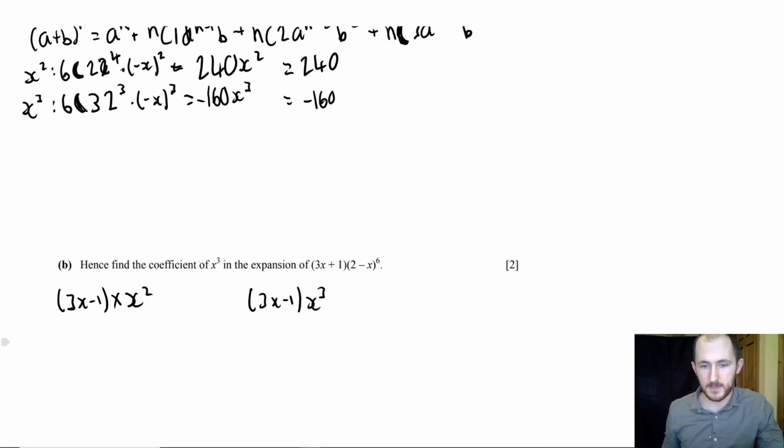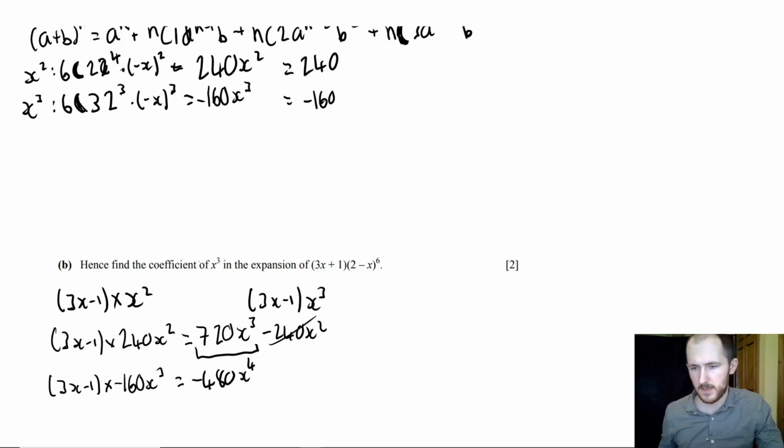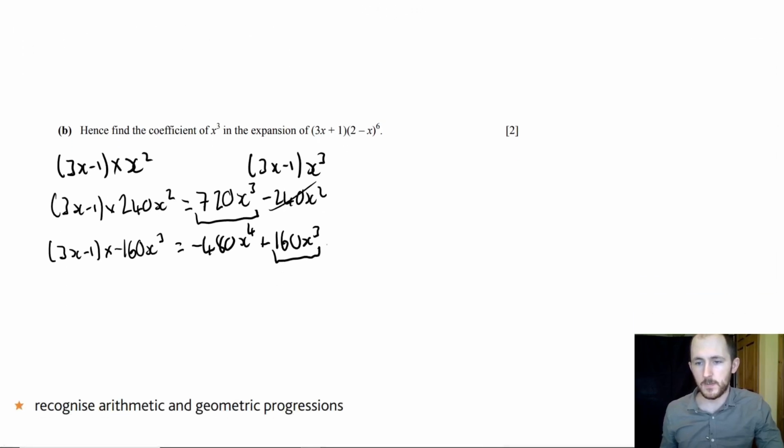So what we're going to do here is replace this with 3x minus 1 times the x squared term, which is 240x squared, which equals 3 times 240 is 720x cubed, even. And then we have minus 240x squared. Now again, I don't actually care about this term. I care about this one here. Then we have 3x minus 1 multiplied by the x cubed term, which is minus 160x cubed. 3 times that would give me 480, so it'd be negative 480x to the 4, even, minus, so that'd be actually plus 160x cubed. Because again, we have a minus times a minus. So we have these two parts here. So the overall coefficient of x cubed is going to be 720 plus 160, which is 880.